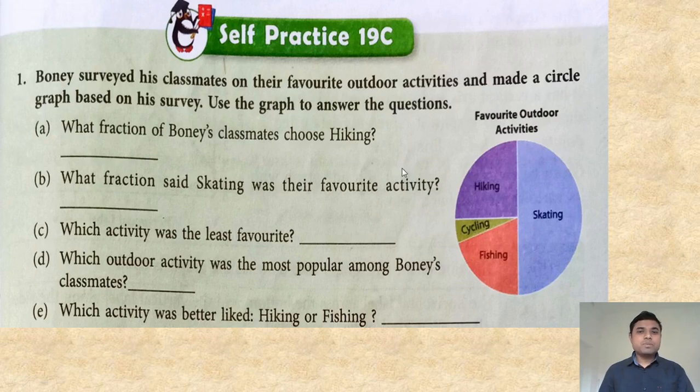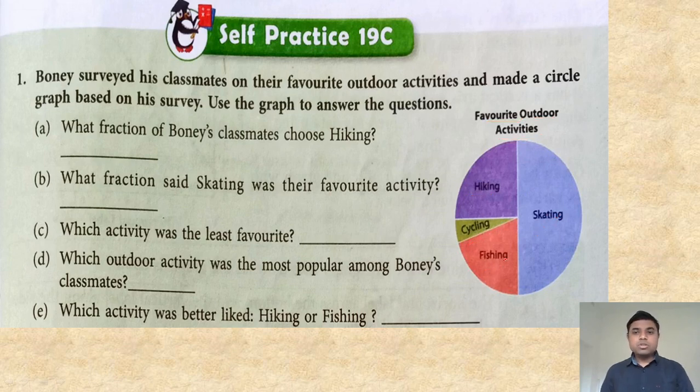Question number 1. Bonnie surveyed his classmates on their favorite outdoor activities and made a circle graph, that means the pie chart, based on his survey. Use the graph to answer the questions. First, understand the pie chart. This is called a pie chart. Is it clear? So, what is the pie chart about? This is about favorite outdoor activities: skating, hiking, cycling, fishing.